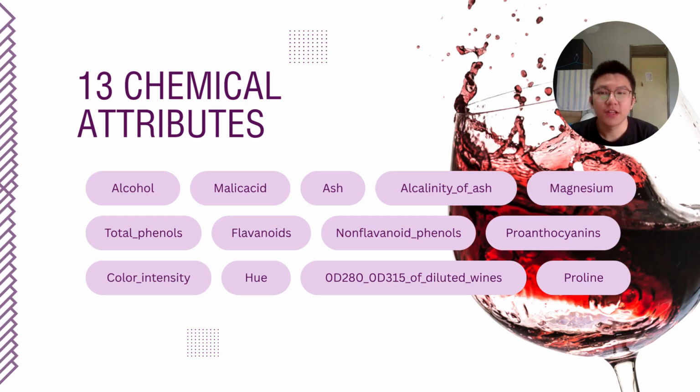The 13 ingredients mentioned on the previous slide are the 13 chemical attributes in our dataset, which consists of alcohol, malic acid, ash, alkalinity of ash, magnesium, total phenols, flavonoids, non-flavonoid phenols, proanthocyanins, color intensity, hue, OD280 over OD315 of diluted wines, and proline.